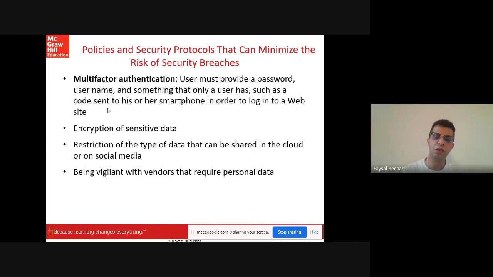The other way is the encryption of sensitive data. We want to make sure nobody hacks this data, and if it is hacked, it cannot be understood. There is also a restriction on the type of data that can be shared in the cloud or on social media. Not all information can be shared, so you can block some of it from being shared in the cloud or on social media. And also be vigilant with vendors that require personal data. If a vendor asks you for personal data, make sure you're not passing your personal data to them easily.